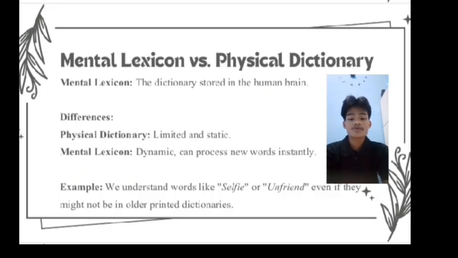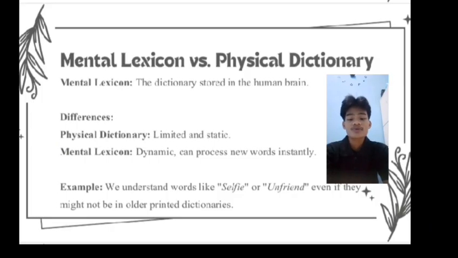Today I will explain the difference between the mental lexicon and the physical dictionary. First, what is the mental lexicon? The mental lexicon is the dictionary that is stored in our human brain. It contains all the words we know, including their meanings, pronunciations, and how we use them in sentences.